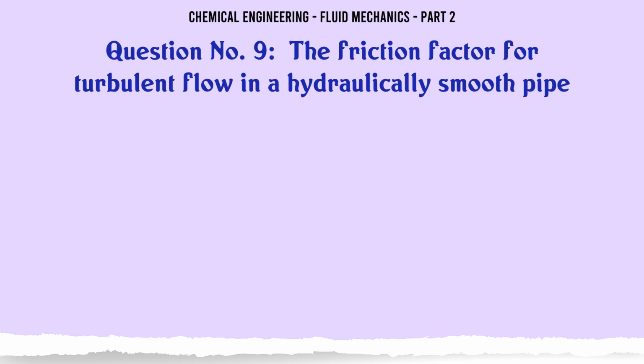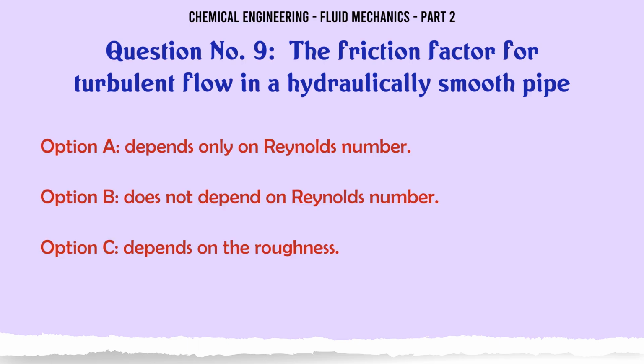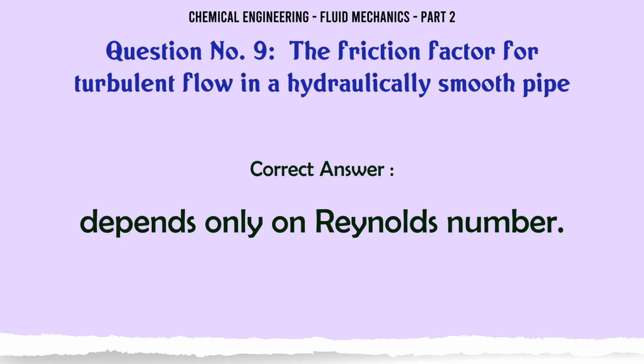The friction factor for turbulent flow in a hydraulically smooth pipe: A. Depends only on Reynolds number. B. Does not depend on Reynolds number. C. Depends on the roughness. D. None of these. The correct answer is depends only on Reynolds number.